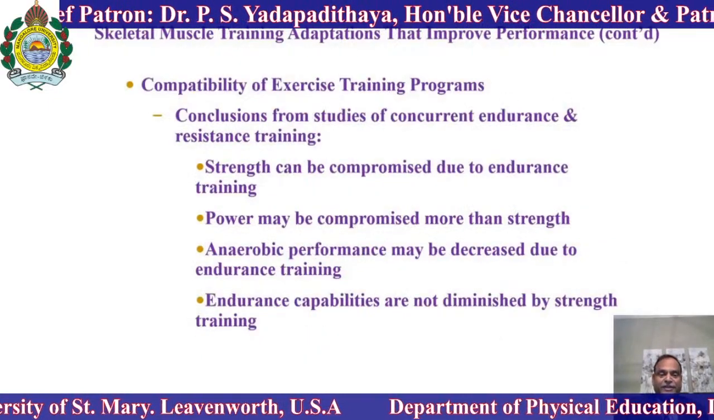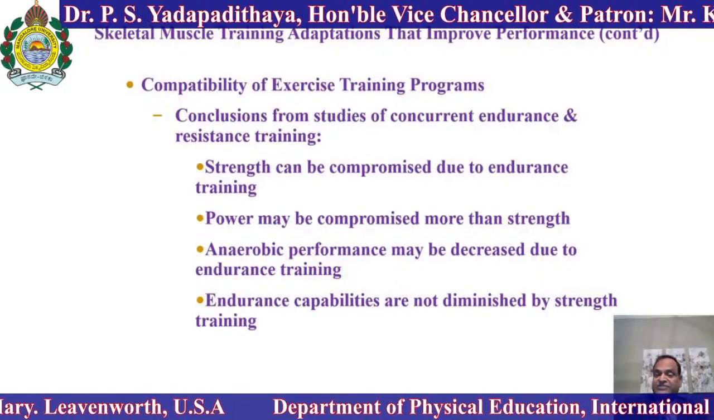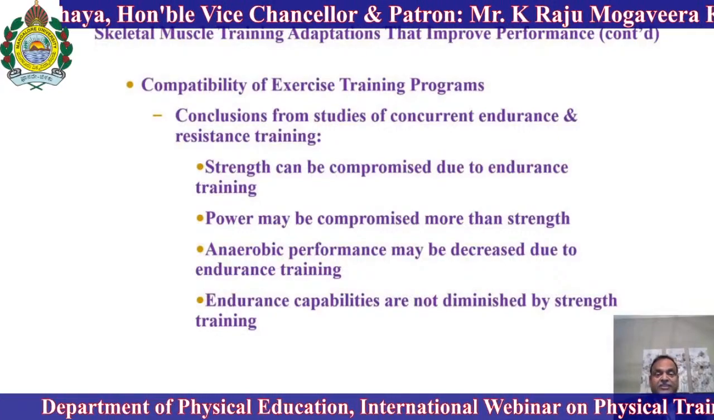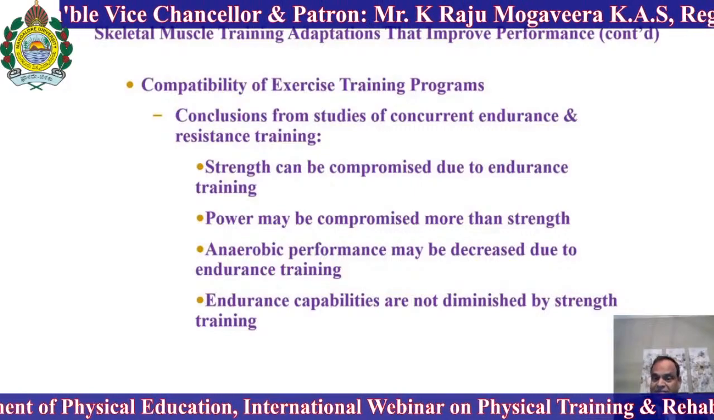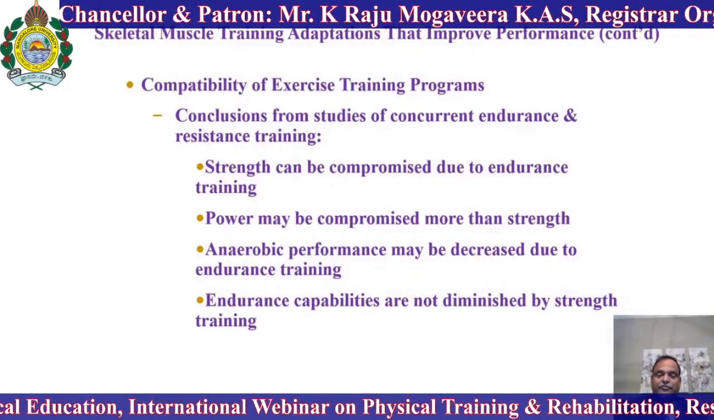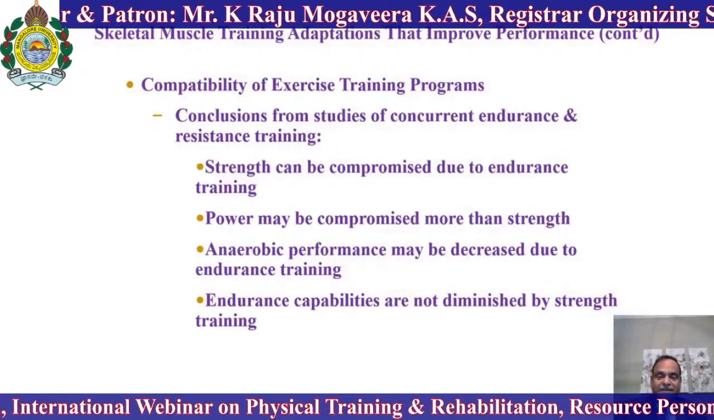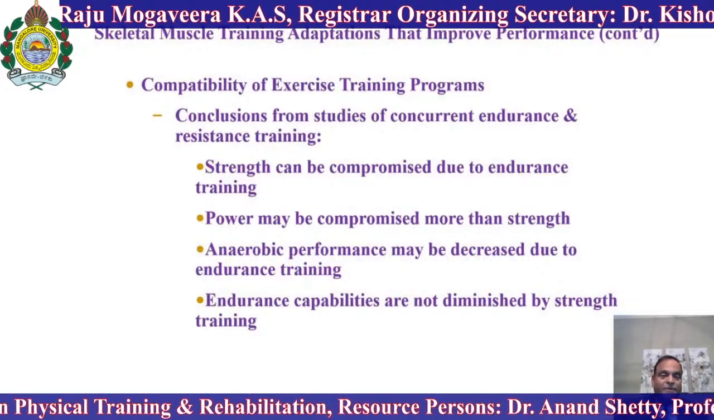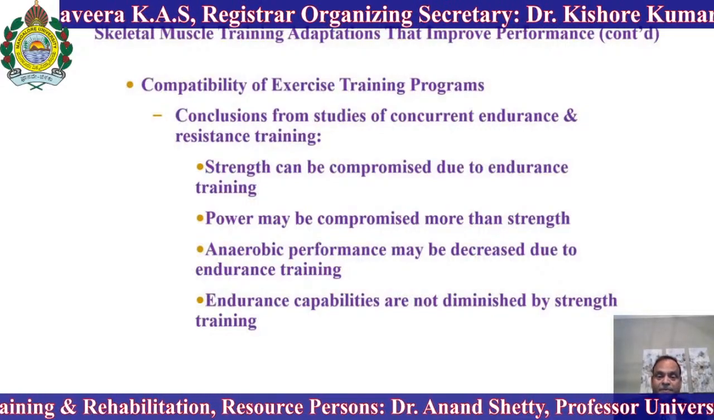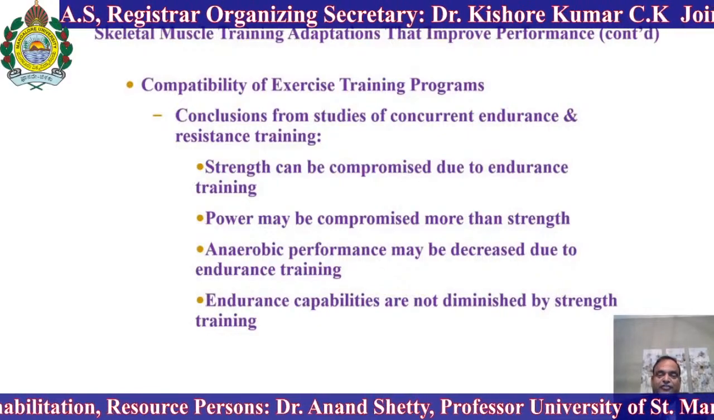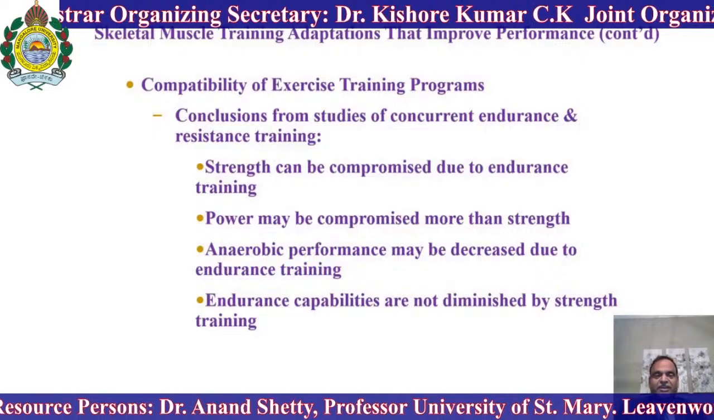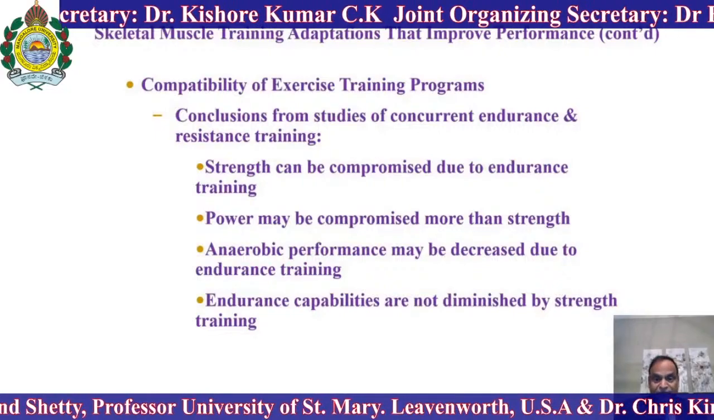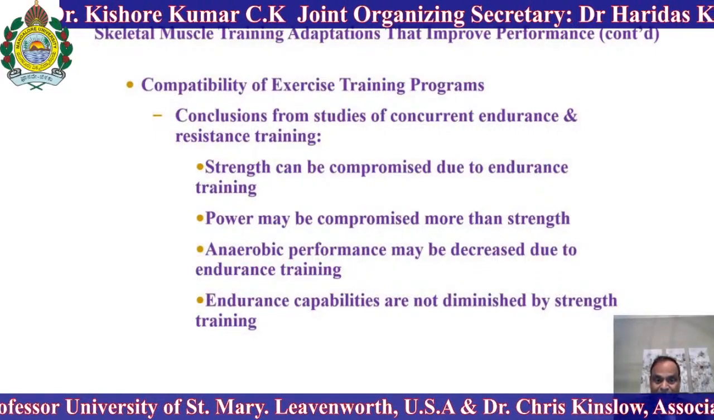Compatibility of exercise training programs. Conclusions from different research studies of concurrent endurance and resistance training. Strength can be compromised due to endurance training. That means if you train for endurance type activities, for example, long distance running, marathon running, that will compromise your strength. Power may be compromised more than strength. If you do long distance running, power may be compromised more than your strength. Anaerobic performance may be decreased due to endurance training.